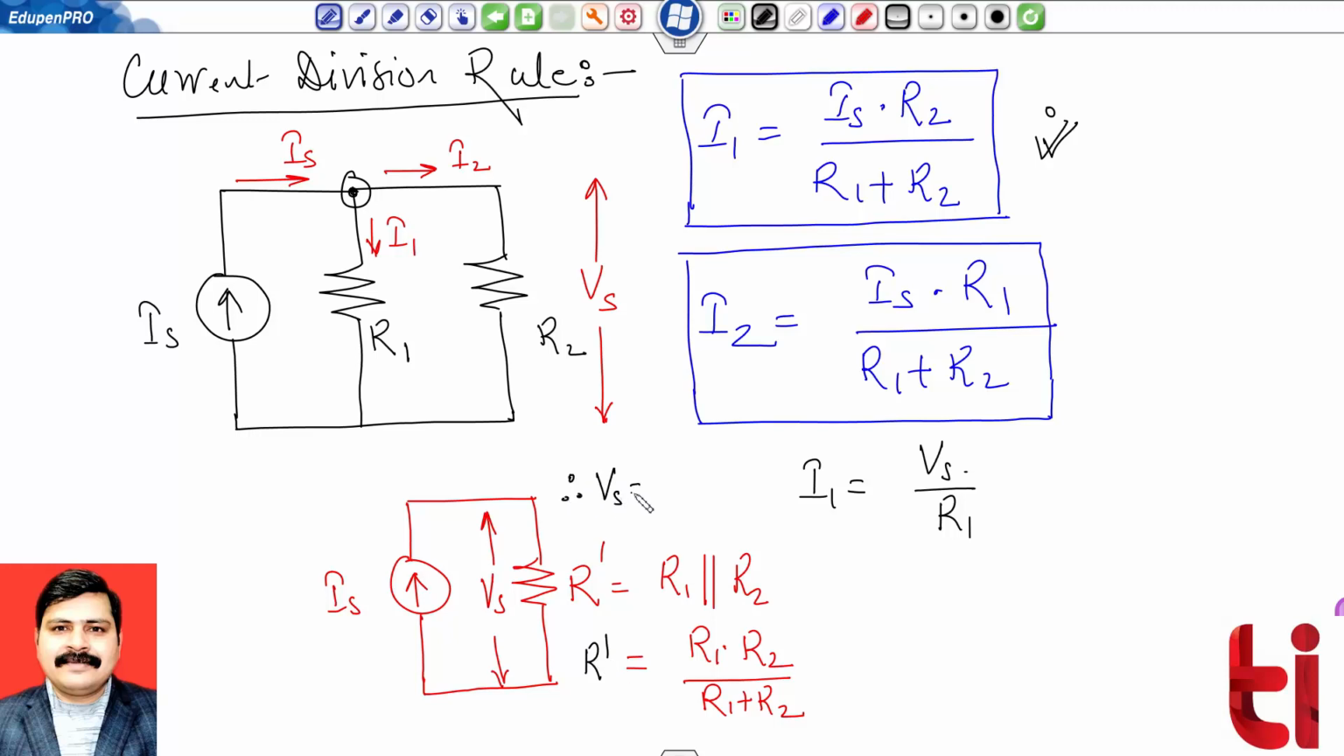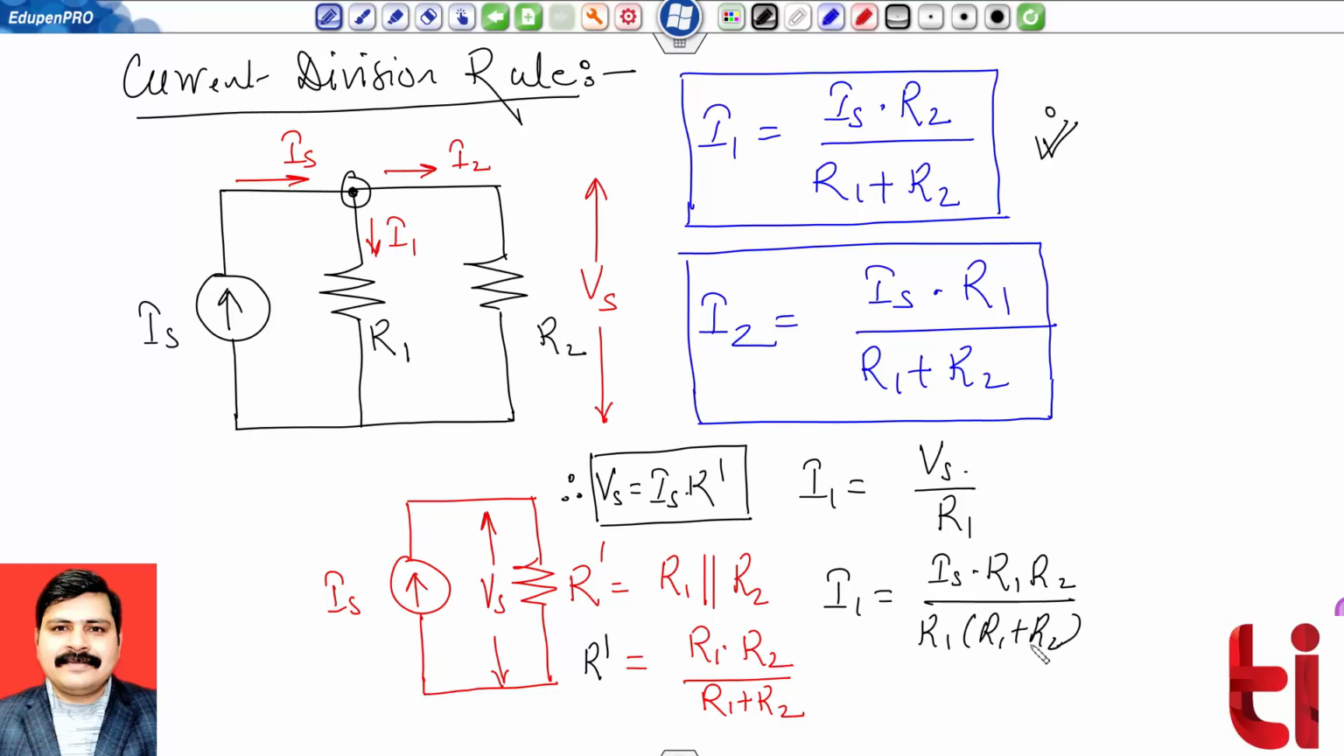Therefore, my value of Vs will be what? Is into R dash. And we will put the value of R dash and we will see the result. So over here, current I1 will be equal to my Is into R dash. Now for R dash, I am putting the value R1 R2 divided by R1 plus R2. So now I can check this R1 is cancelled out and I'm having a relation, and the relation is current I1 equals Is into R2 divided by R1 plus R2.